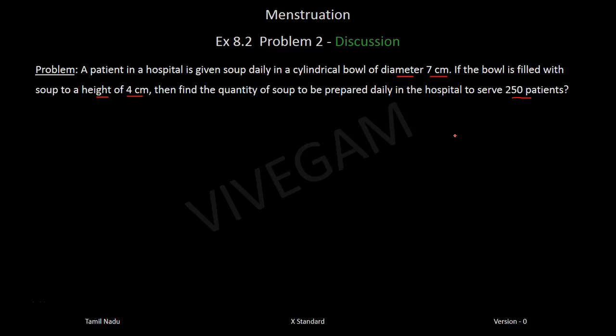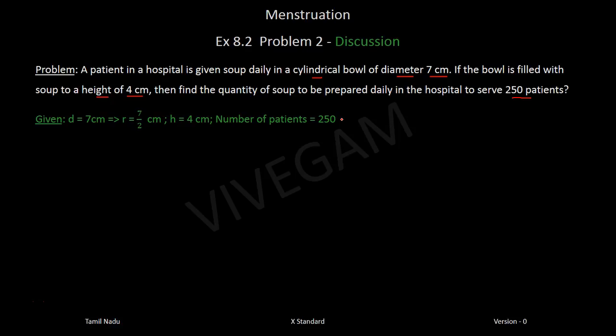So let's list it out. Cylinder, that's one more thing. So diameter equal to 7 cm. As usual, we immediately convert to radius, that is 7 by 2 cm. H is 4 cm, height is 4 cm. The number of patients is 250. The shape of the bowl is a cylinder.